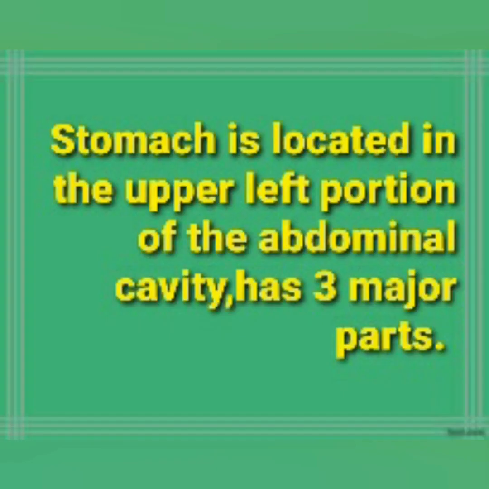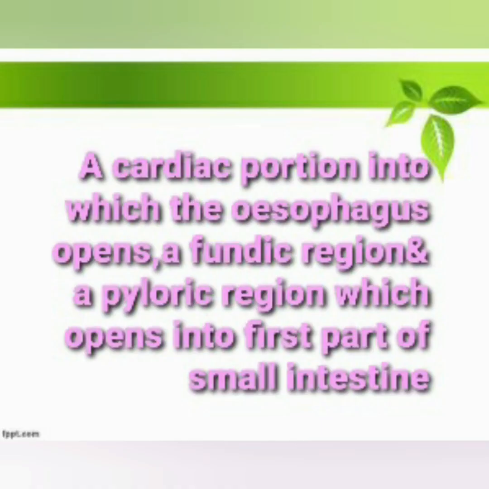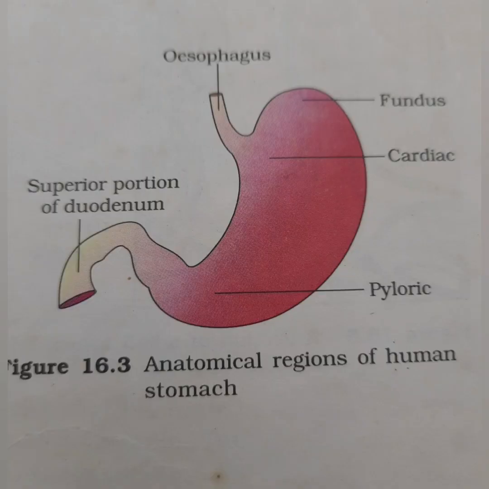Stomach is located in the upper left portion of the abdominal cavity and it has three different parts. A cardiac portion into which the esophagus opens, a fundic region and a pyloric region which opens into first part of small intestine. Here is the different parts of stomach, namely cardiac, fundic and pyloric. Just observe and try to understand.